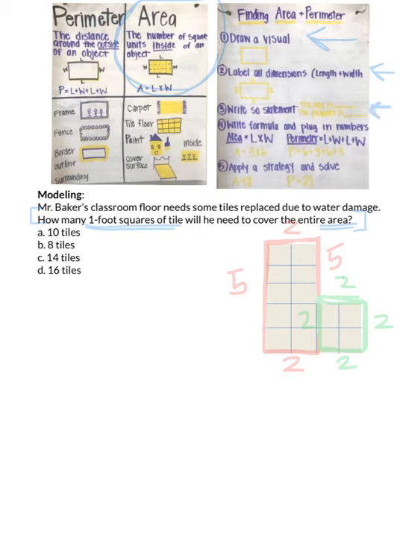Next up, I want to write a statement to see what I'm solving for. My final question asks me how many 1-foot squares of tiles will he need to cover the entire area. So for my answer statement, I'm going to write he needs blank square tiles to cover the area. Next, we're ready to move on to step 4. We need to write our formula and plug in the numbers.